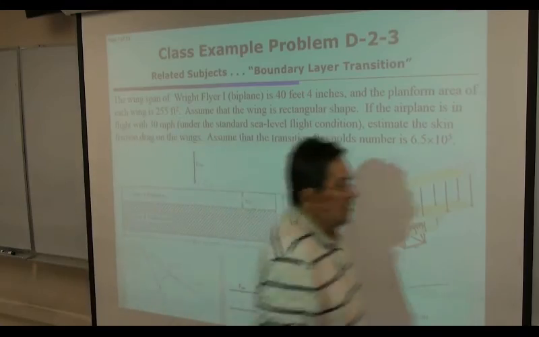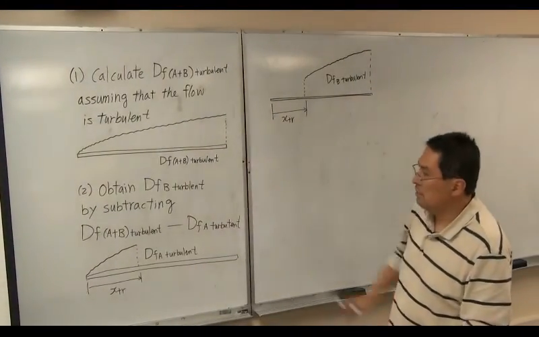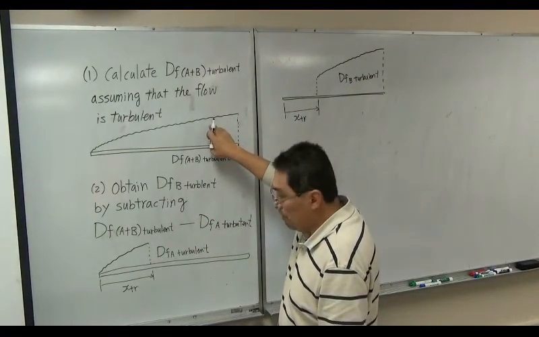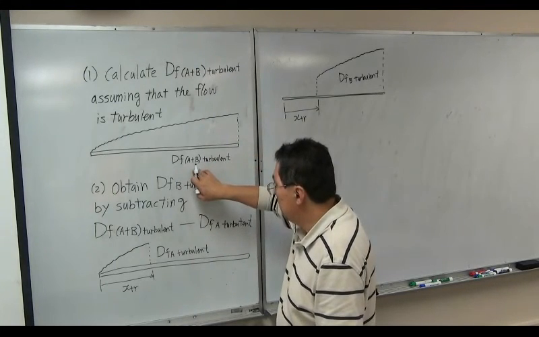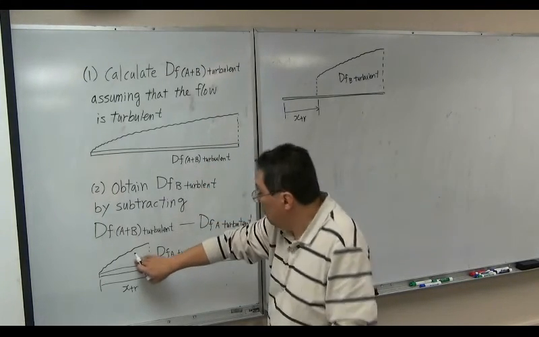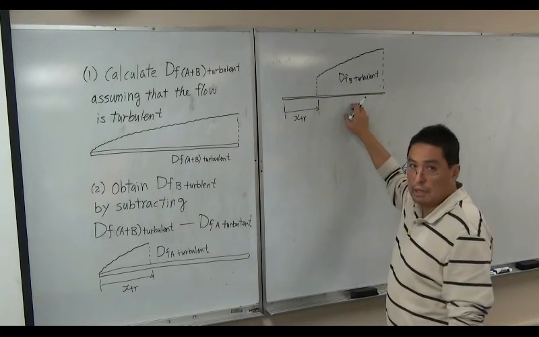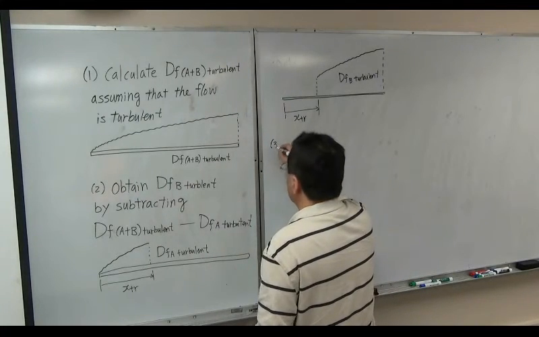Okay? Let's go back here. So in order to obtain that, you need to compute the A plus B area. If its flow is turbulent, what is the skin friction drag? dF A plus B. Subtract area A only for the turbulent flow. Then ended up being this as your result. Okay? Now, step 3.